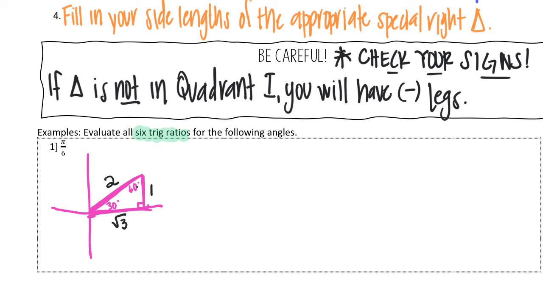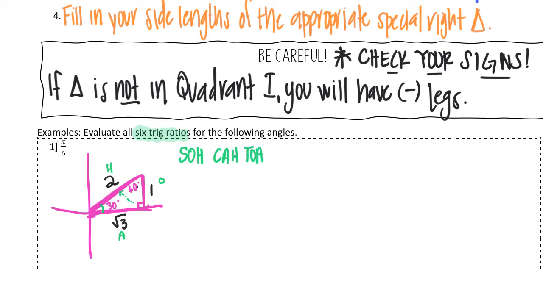Now, once you have drawn your triangle and filled in all your side lengths for your special right triangle, I would highly encourage you to go back to your reference angle and label your sides, opposite, adjacent, and hypotenuse, in regards to that reference angle. So remember, the opposite side of the reference angle is the opposite side. The side that is right next to the reference angle is the adjacent side. And of course, the side that is on the other side of the 90 is the hypotenuse. Now we can evaluate all 6 trig functions using SOH-CAH-TOA.